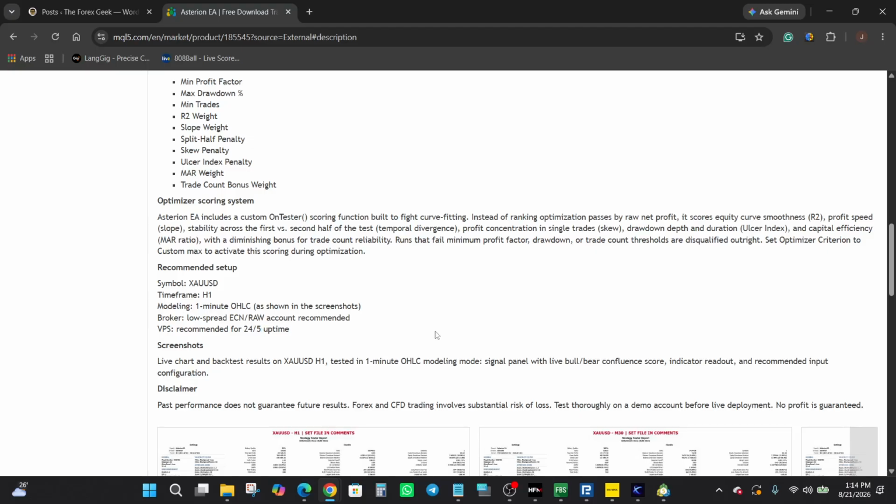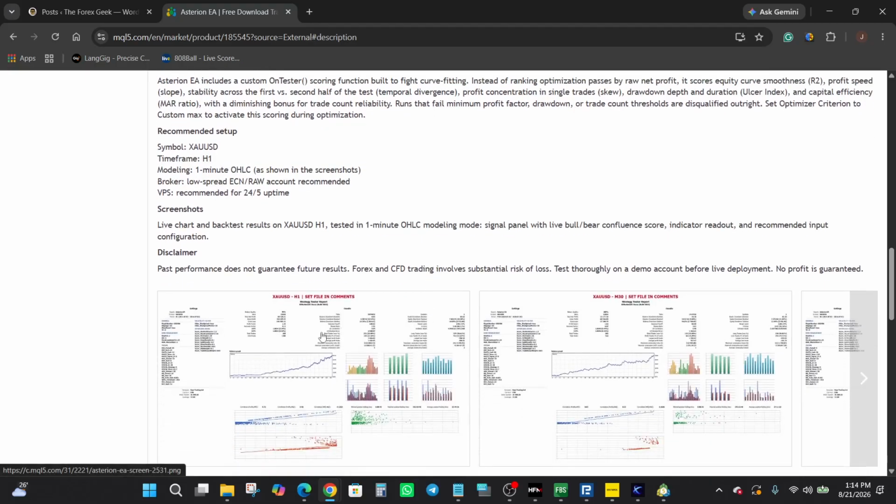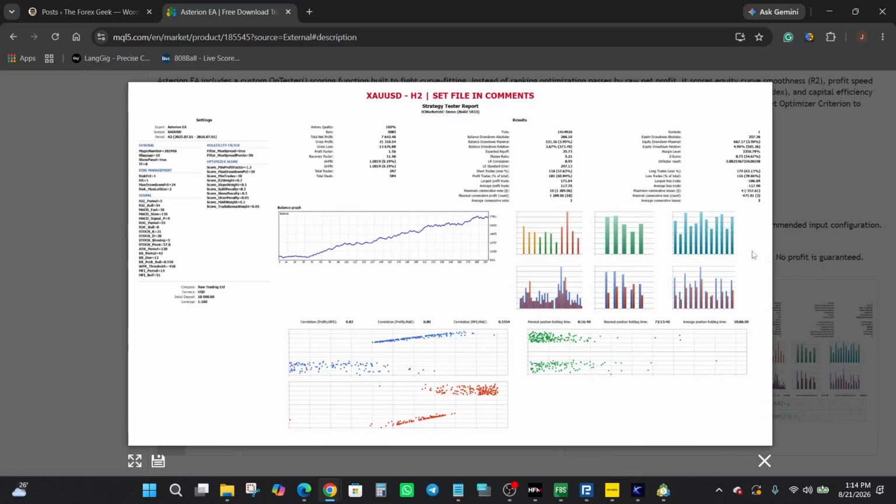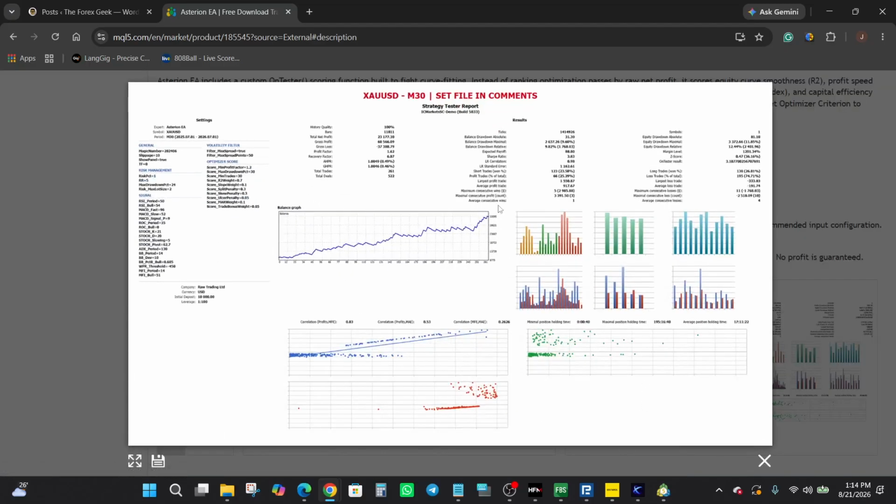You know, the marketplace listing includes screenshots showing live chart and backtest information, apparently. Okay, but it doesn't provide enough numerical performance information for me to independently evaluate the actual results. So I won't depend only on this. Okay, so I just want to go through the screenshots a bit, and then we are still going to do our own backtest on our strategy tester.